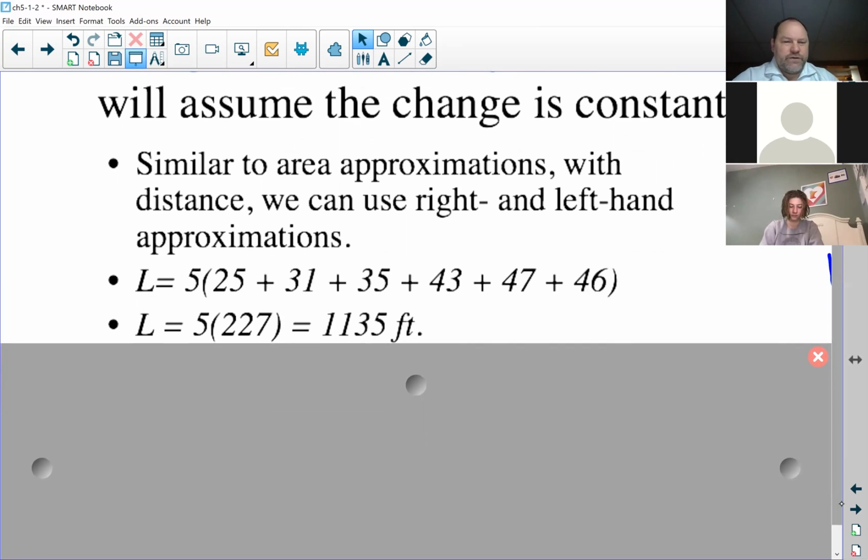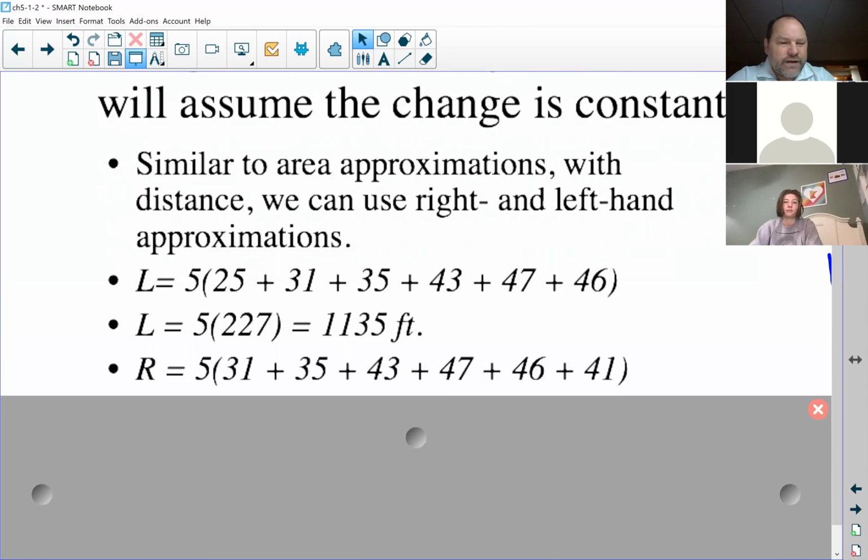And if you don't trust me, feel free to double check my work. I know I would. So that's our left-hand approximation. We could also do a right-hand approximation.